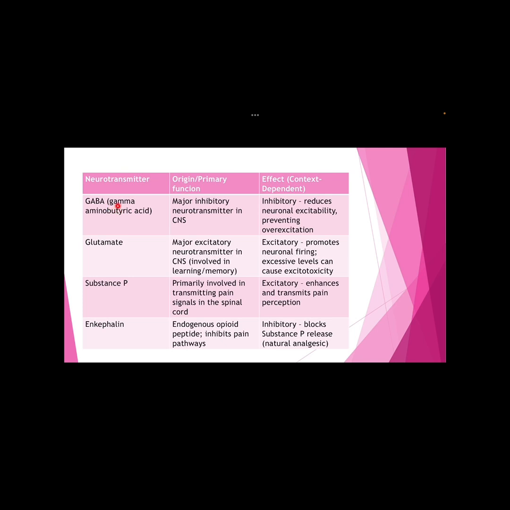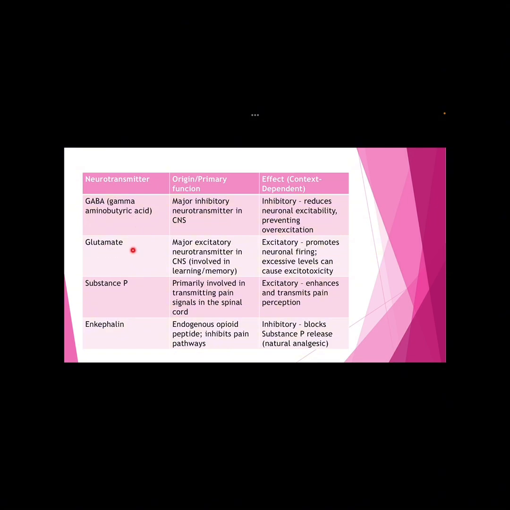We have the GABA neurotransmitter, which is mainly inhibitory. It reduces neuronal excitability, preventing overexcitation. That's why in medications we use GABA agonists to decrease neural pain.